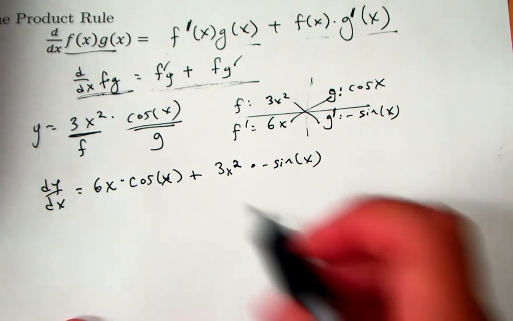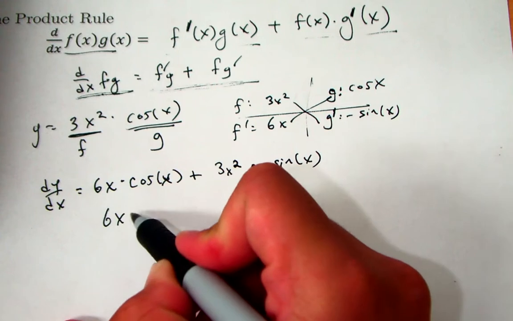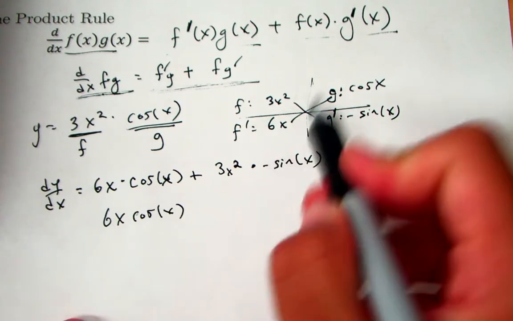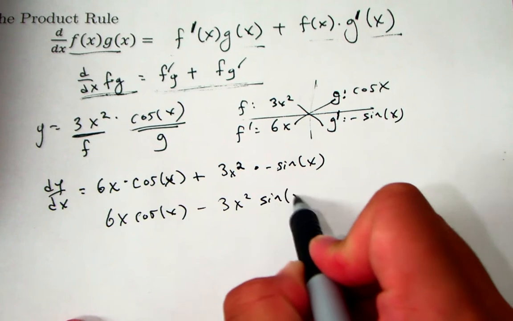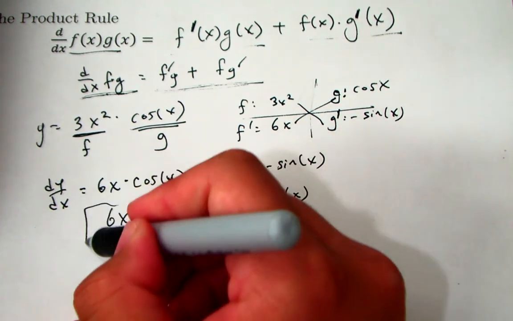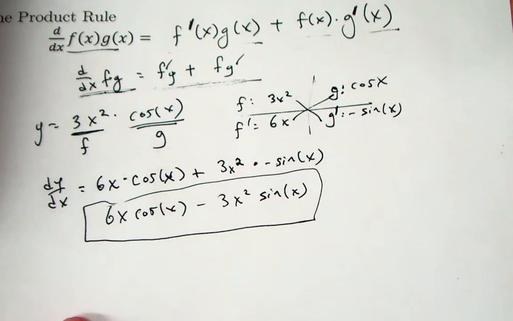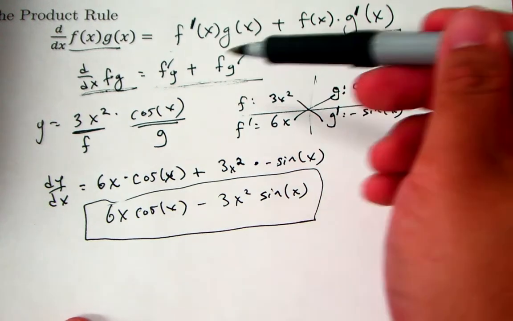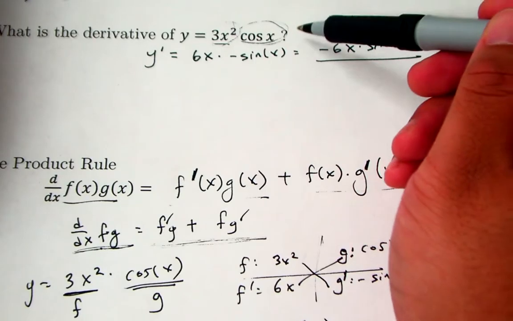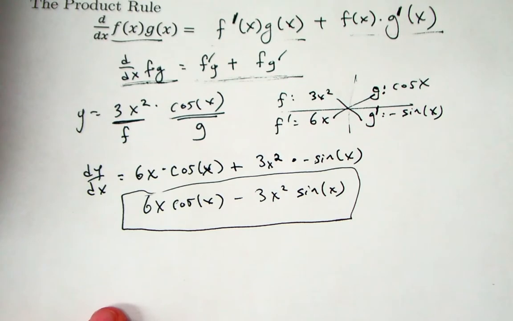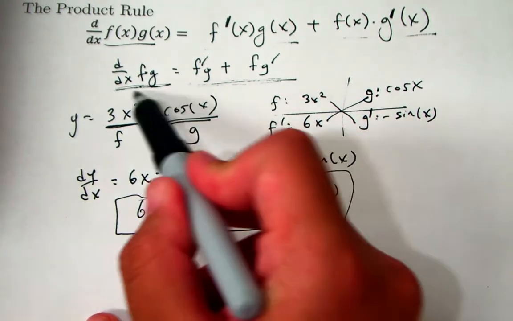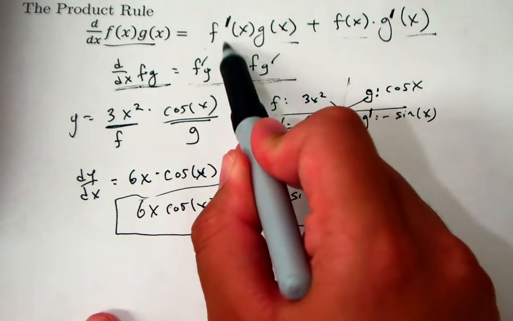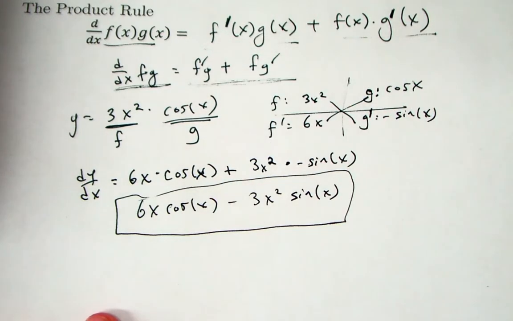So simplifying slightly, I have 6x cosine of x. I bring this negative out front, negative 3x squared sine of x. And for most purposes, this is a perfectly satisfactory answer. That's the derivative of this original function way back up here. So that's the product rule there. We'll do some more examples on Wednesday, but in essence, if you know this pattern and if you can find the derivative individually, then you could put them into that recipe there.